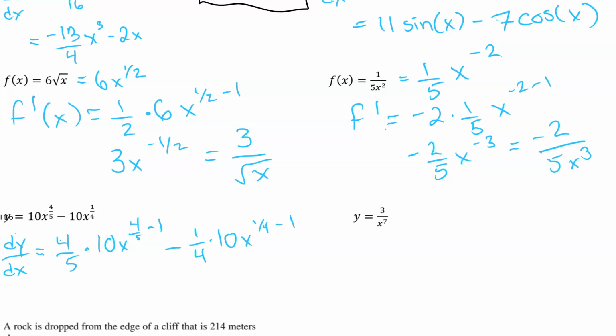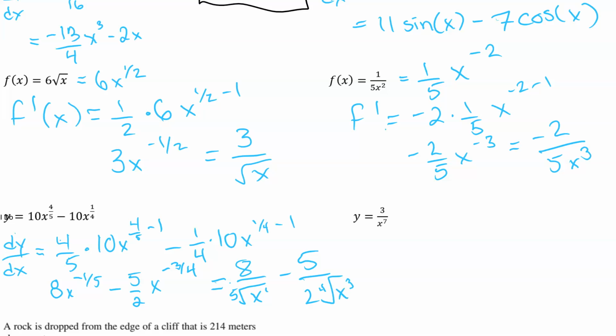So you're going to have 8x to the negative 1/5 minus 5/2 x to the negative 3/4, which we can rewrite using those negatives to put it on the denominator, and our radical rules to make it 8 over the 5th root of x minus 5 over 2 times the 4th root of x cubed.